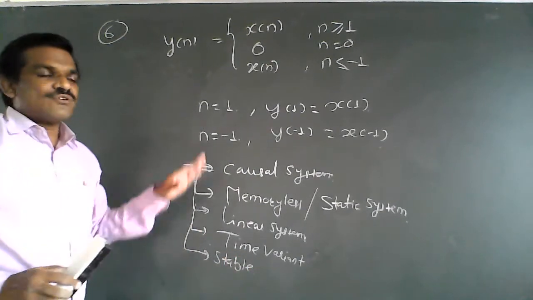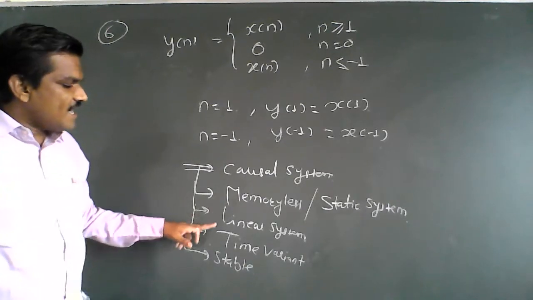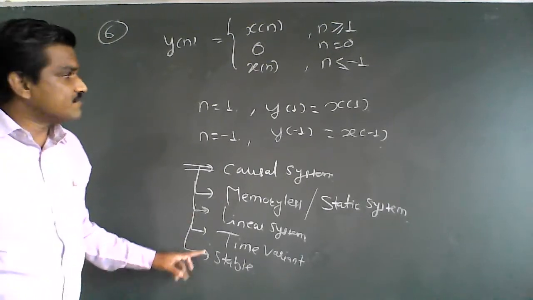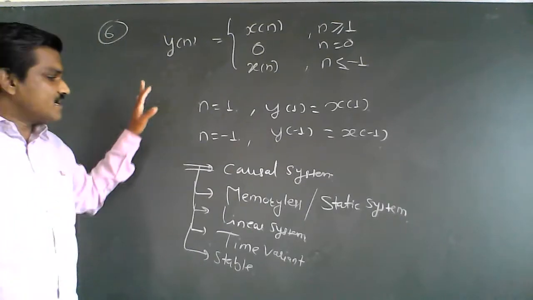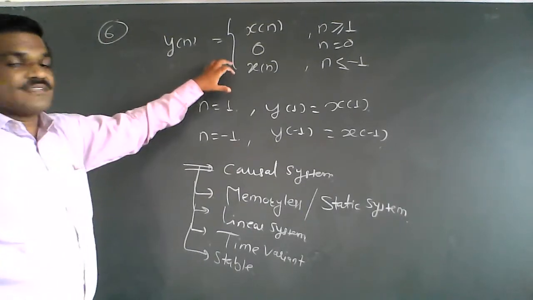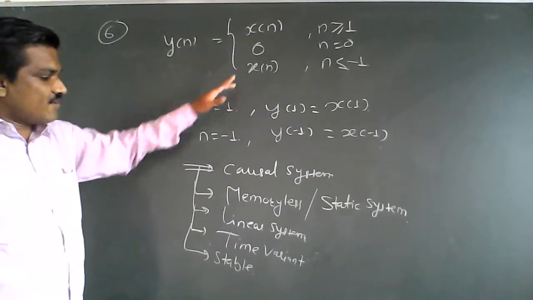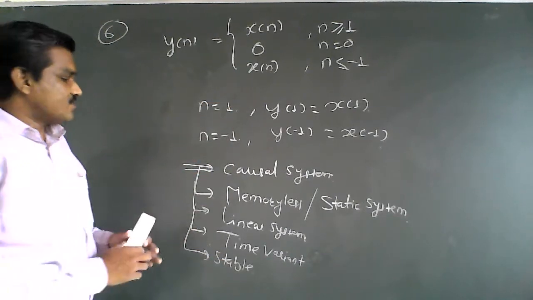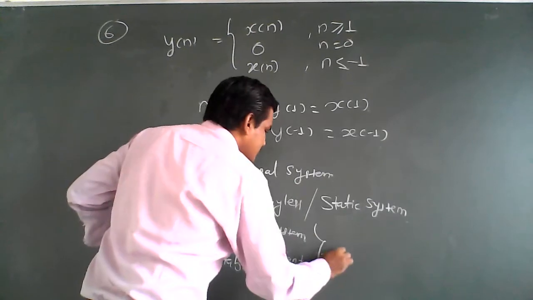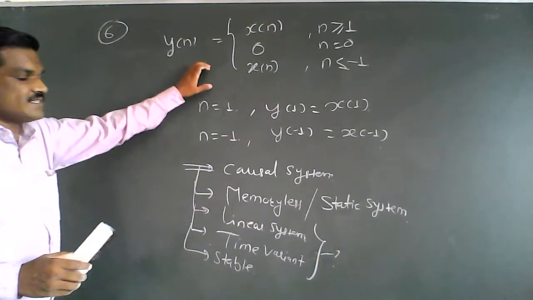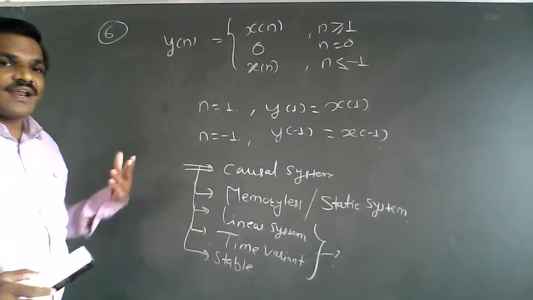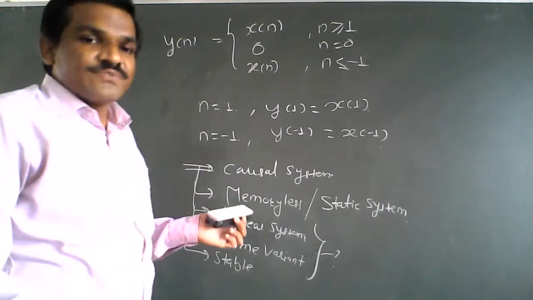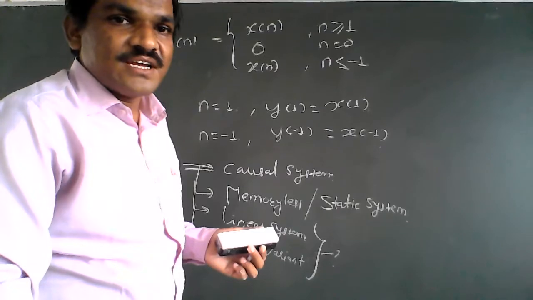If you want to see the proofs of this linearity, time variance and stability, you can go to the previous example, that is example number 5. Here I have solved it. Only one change is there and the systems are similar, so these properties will be the same for this particular system. You can go and cross check. If any doubt is there, you can ask me. Right? So we will proceed further to the next problem now.